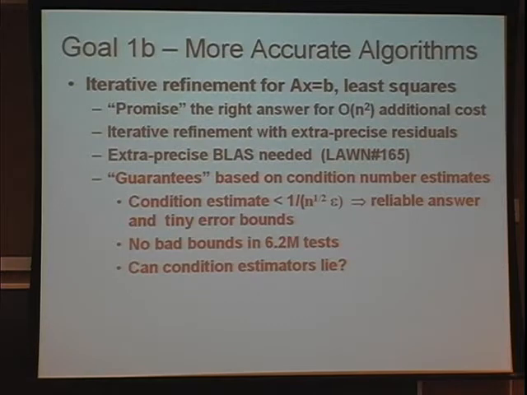So the guarantee, as I said, is based on estimating the condition number. Is it smaller than 1 over epsilon, or is it bigger than 1 over epsilon? And to do that, and to have it all cost order n squared, we don't want to pay for this. We need a condition estimator that is reliable. And it can't lie and say you're on the wrong side of that vertical line. And in 6.2 million tests, it never lied. Now, does that mean we can trust it? Not from a mathematician's point of view, but let me just pursue this. Could that condition estimator possibly lie to us and tell us we have the right answer when in fact it is wrong?